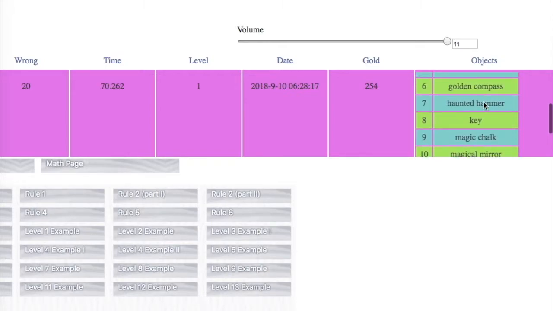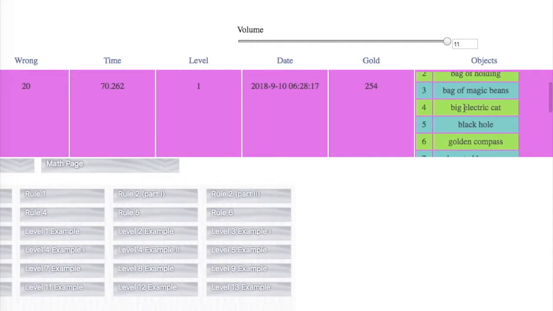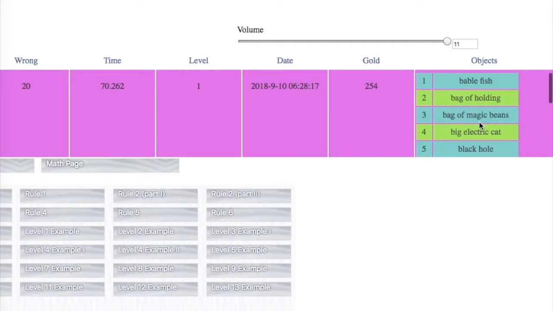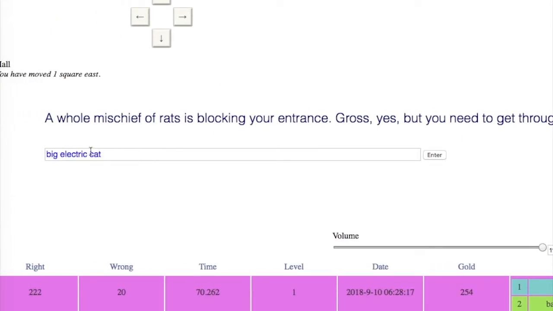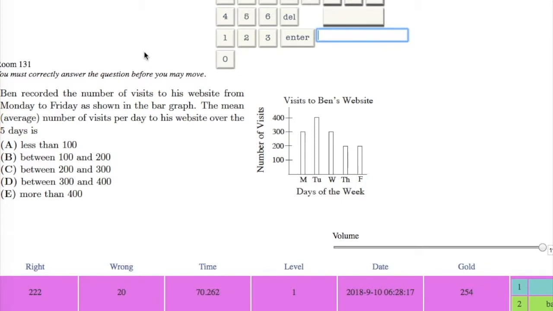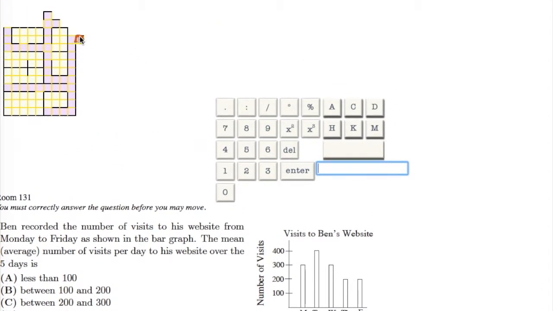I've got magic chalk, a key, a haunted hamper, a golden compass, a big electric cat, a black hole, a bag of magic beans, a bag of holding, and a babel fish. I'm thinking a big electric cat is a cat, and rats hate cats, and cats like to eat rats, so I'm going to use the big electric cat. So I'm just going to click on that, and when I do, that answer appears up here in my what am I going to do box. Right, use the big electric cat, and then I press enter. And if it's a good answer, then it'll bring me into that room.